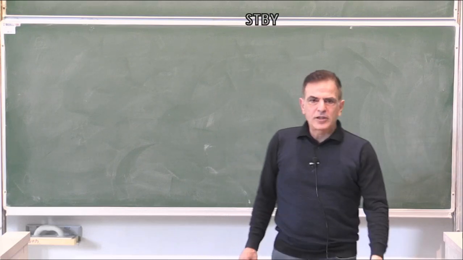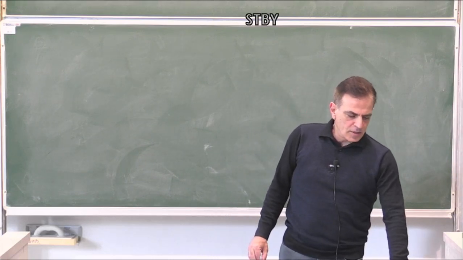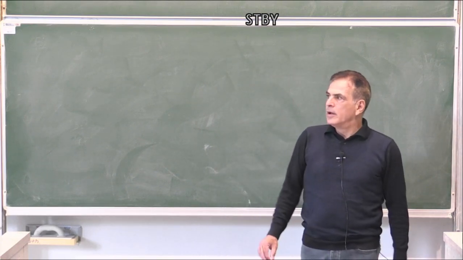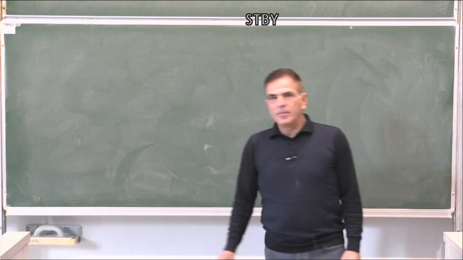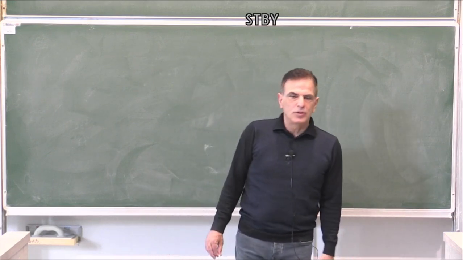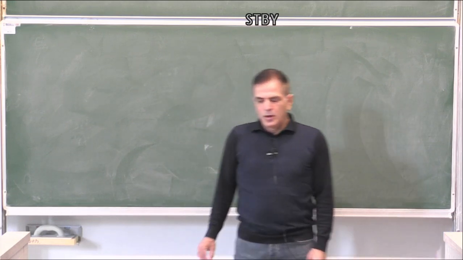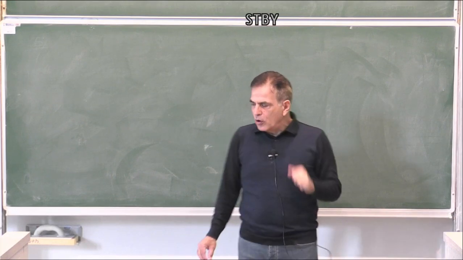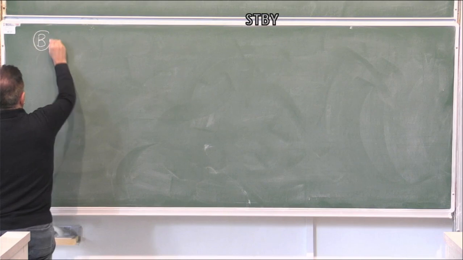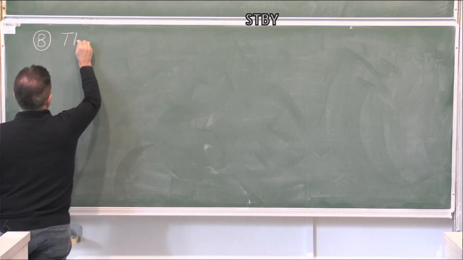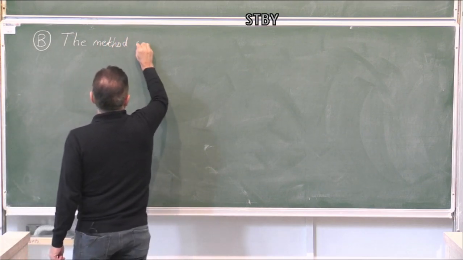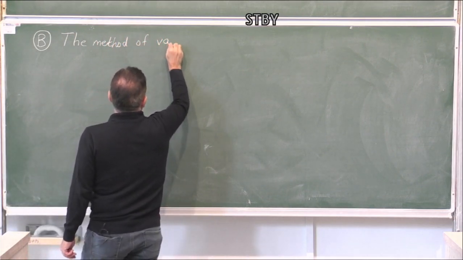We continue to examine special methods for finding particular solutions for a linear non-homogeneous ODE. And first, we introduced the so-called method of undetermined coefficients. Now, we introduce another method, which is known as the method of variation of parameters.